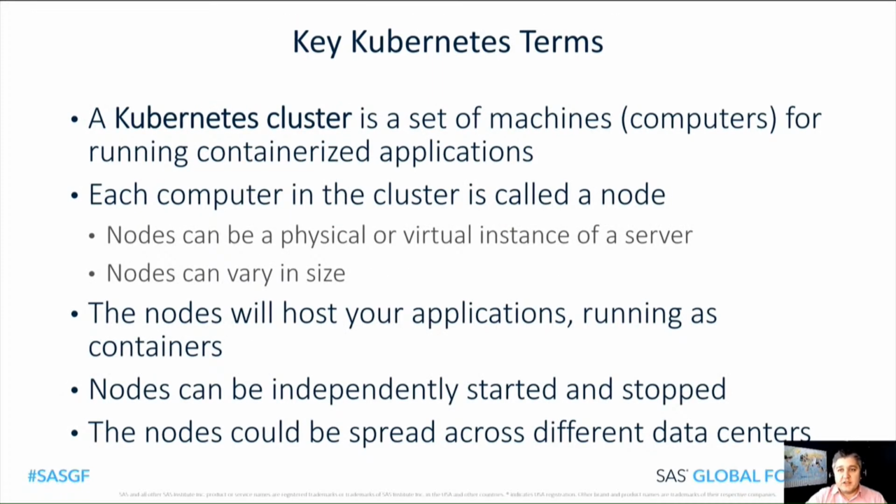A few more Kubernetes terms are necessary to explain the next several slides. A Kubernetes cluster is a set of machines running containerized applications. Each machine is referred to as a node, which can be a physical or virtual machine. A node can vary in size and location, and the nodes in the cluster are independent from each other.